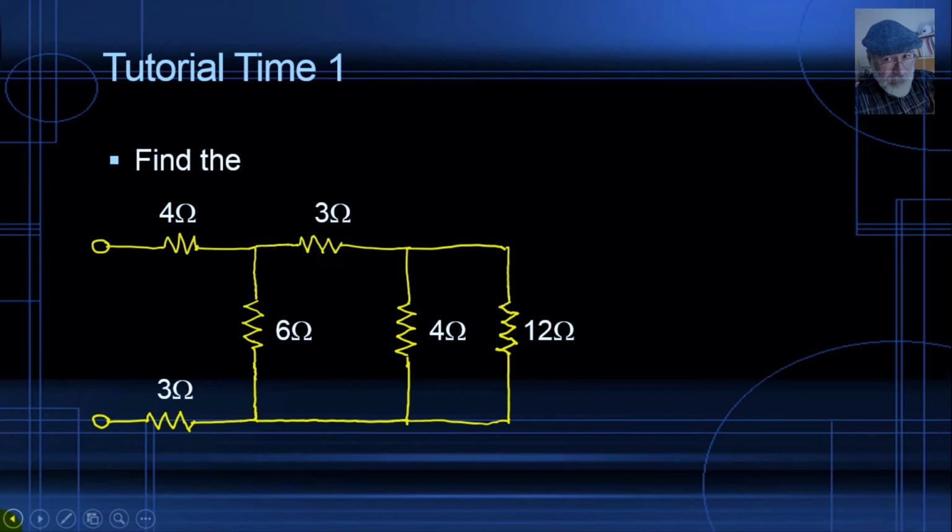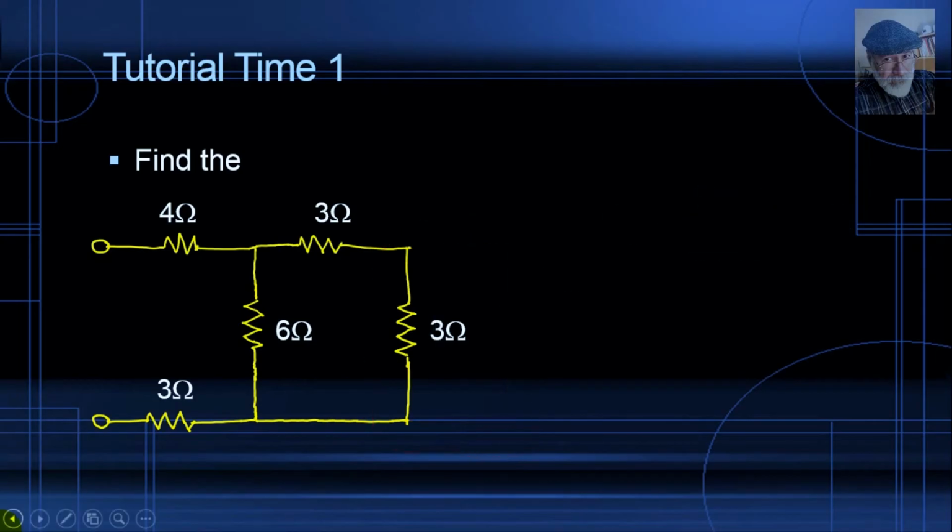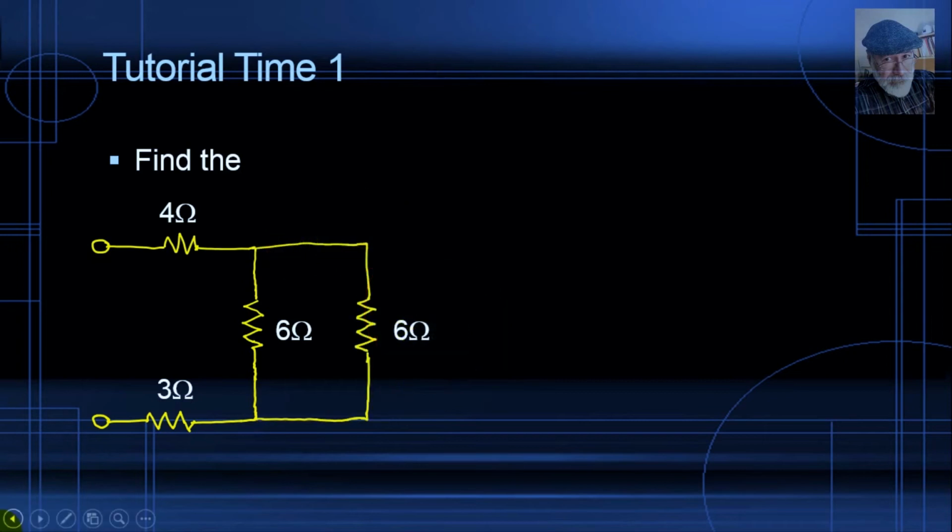We'll replace them by a single equivalent resistor whose value is multiply 4 times 12 divided by 4 plus 12. 4 times 12 is 48. 4 plus 12 is 16. 48 divided by 16 is 3 ohms. So all of those 2 resistors are equivalent to a 3 ohm resistor, like this. Now, those 2 3 ohm resistors are in series with one another. We simplify them. Addition, 6 ohms.